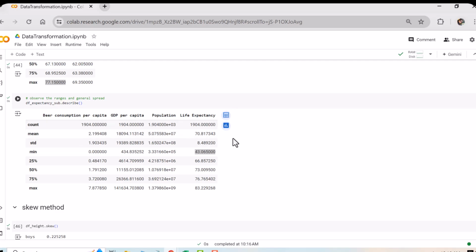If we have a look at this describe method, we will see that the minimum of beer consumption is 0 while the maximum is 7. In case of GDP, the range starts from 434 and goes up to 1,41,634. While in case of population, the range is entirely different, altogether on a different scale. This is the scale, right? Now all of these features have different units and different ranges. We cannot compare them with one another.